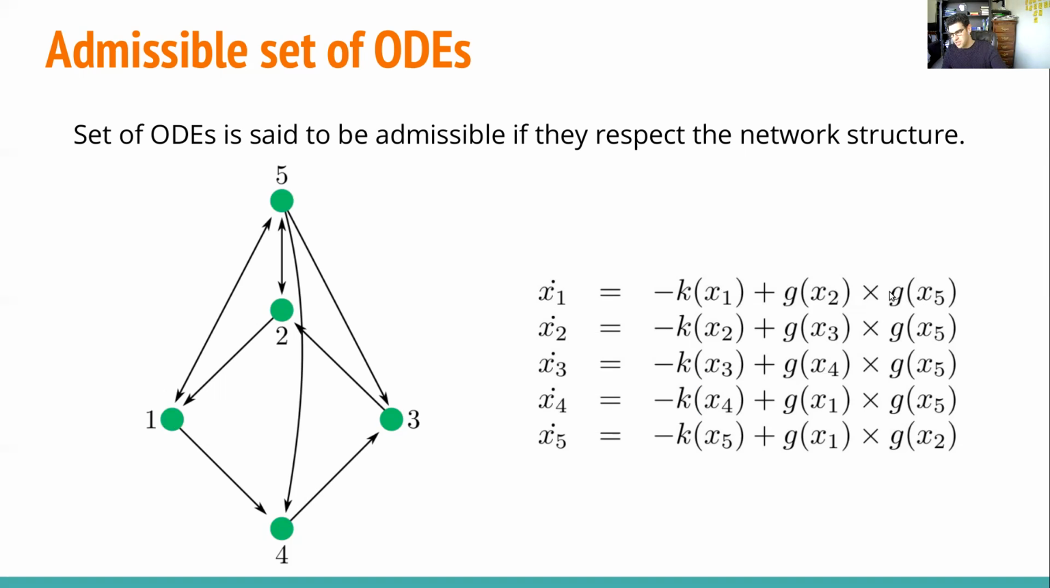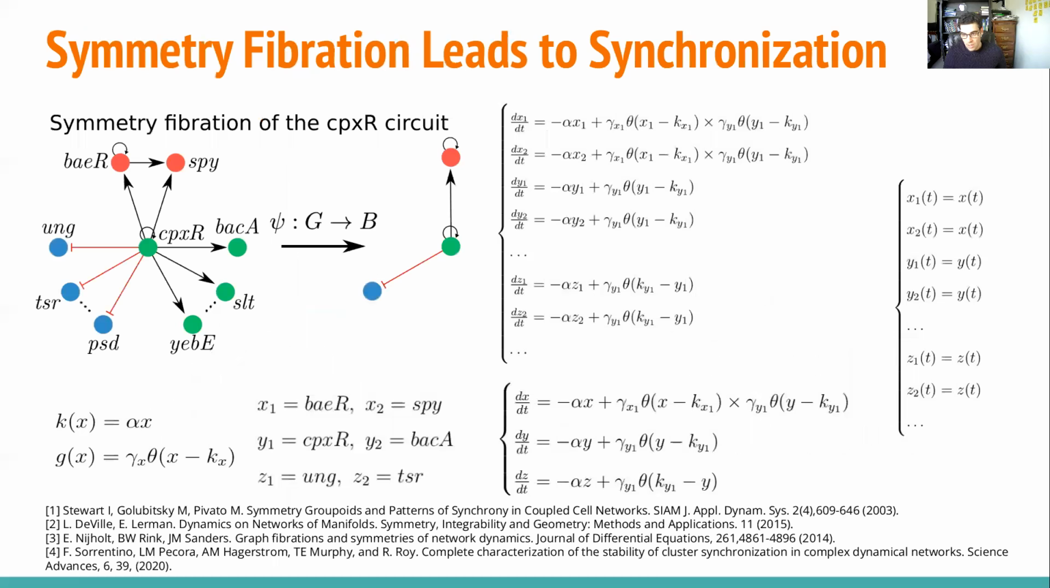We combine these coupling terms here by multiplication, but actually we don't have to multiply. It can be summation, or some other operation, as long as it can combine a few different variables. We can do the same thing here with node 3 that receives from 4 and 5. You can see it is the same thing: a function of 3, and then 4 and 5. So ODEs that respect the network structure in this way are called admissible ODEs.